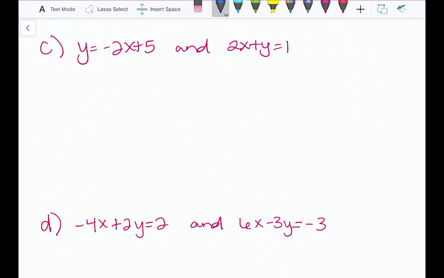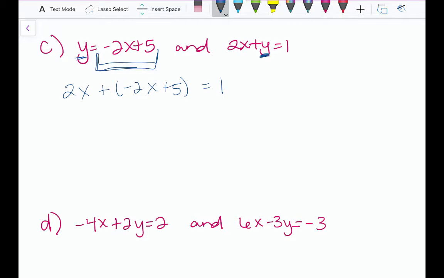The last two are some special cases. So again, I already have this equation solved for y. So I'm going to substitute this right here for this y. 2x plus, parentheses, negative 2x plus 5 equals 1. Okay, remember in substitutions, like in sports, you don't sub in somebody and leave the person already in the game. Somebody has to come out in order for somebody to go in. So the y came out and the negative 2x plus 5 went in.